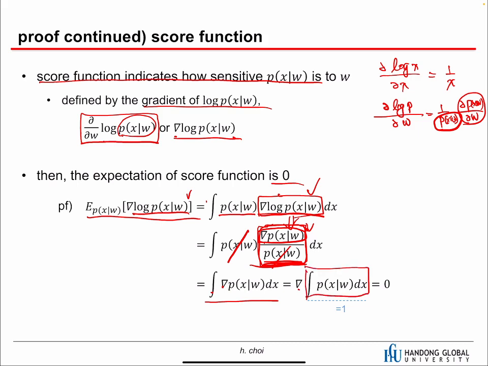And this one is 1, because if it is a probability, then it should sum to 1. Okay, so no matter how you move this w, this one is always 1. So the derivative will be 0. So the expectation of the score function is 0.